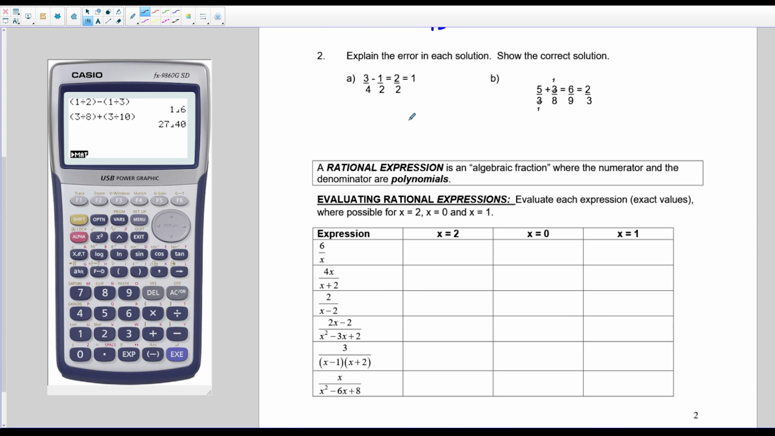So for the next two, we're going to try to figure out what the errors are in each solution and then show the actual solution. For these types of problems, I do like to give you the idea of, well, why can't we just subtract the denominators just like we do with the numerators? Typically when students make mistakes here, they'll have 3 minus 1 gives you a 2, 4 minus 2 gives you 2, which ends up with a 1 here.